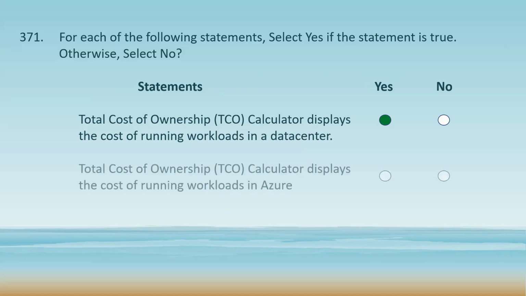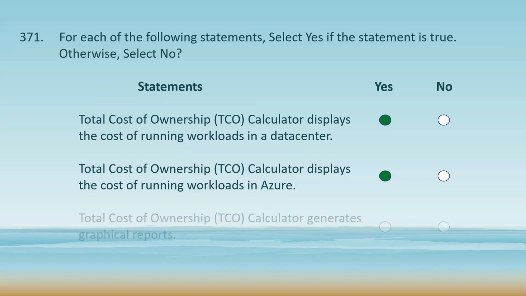Then the next statement is TCO calculator displays the cost of running workloads in Azure. This statement is also correct, friends. TCO displays the cost of running workloads in Azure as well. It factors in various Azure services, pricing models, and usage patterns to estimate the total cost associated with deploying and managing workloads on the Azure cloud platform.